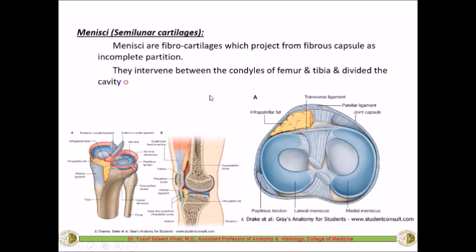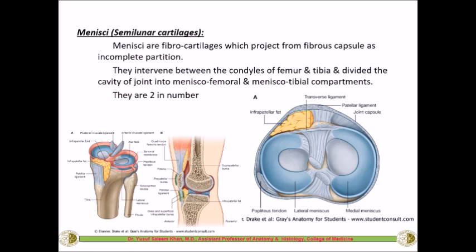The upper part, between the menisci and the femur, will be called the meniscofemoral compartment, and below this there is a small space again below the menisci. This is called the meniscotibial. Above will be the meniscofemoral and below will be the meniscotibial compartment. These menisci divide the whole of the cavity into an upper part, meniscofemoral, and a lower part called the meniscotibial compartment.